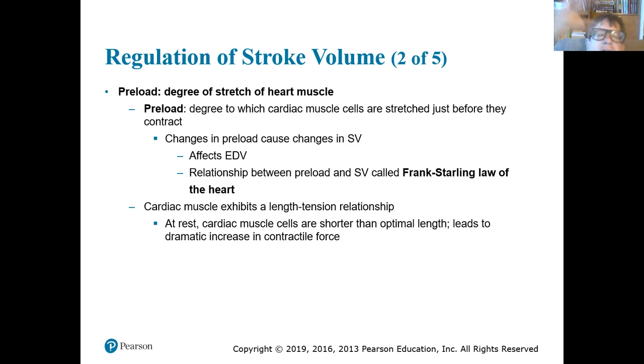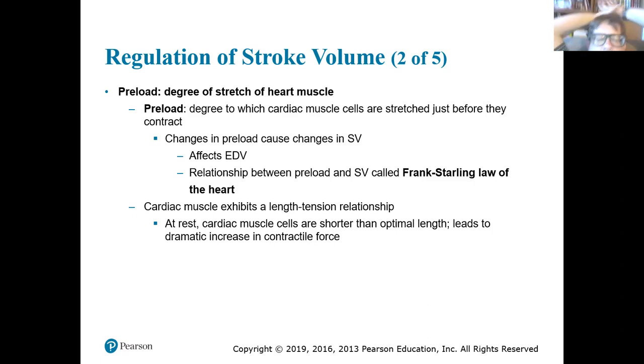If your pressure in the venous system is really high, you're pushing more blood into the heart. The heart's going to expand a little bit to take in all the volume. That's the preloading. And then it will contract a little harder to move it along. That affects your end diastolic volume. The relationship between preload and stroke volume is the Frank-Starling law of the heart.